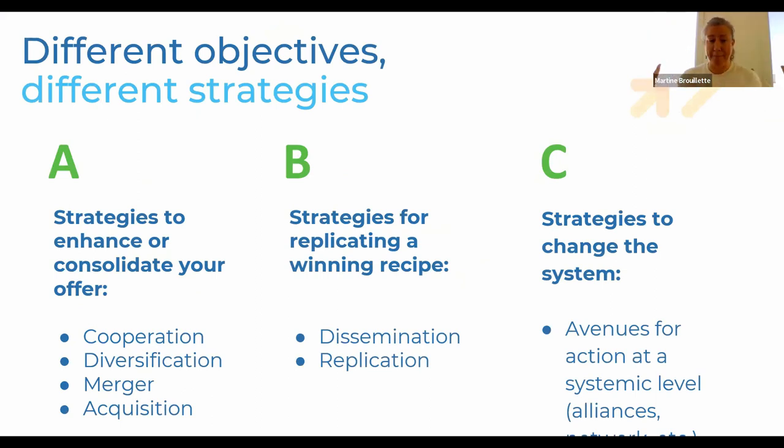So in the first family of objectives, we see strategies to enhance or consolidate your offer. If we aspire, as I said before, to increase your capacity for production or action, maybe because you want to reach new audiences, meet new types of needs, or even ensure the organization's sustainability. In that case, strategies such as cooperation with other organizations can be interesting. Diversification of your products or services. Merger with an existing social purpose organization. That will be one of the examples that will be presented today. Or we can even look at acquisition or takeover strategies.